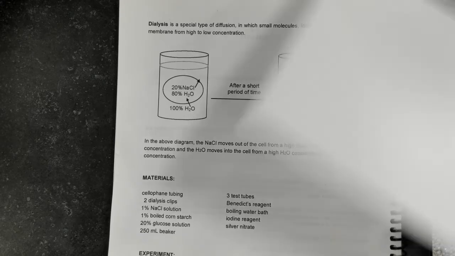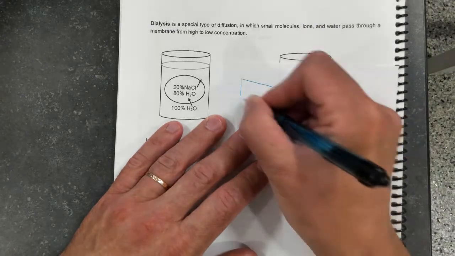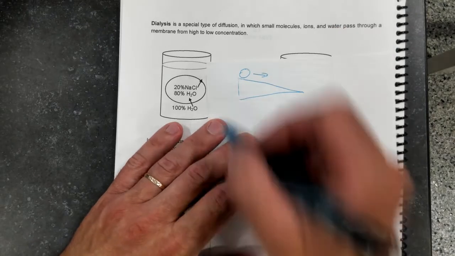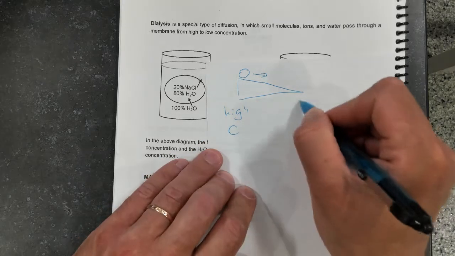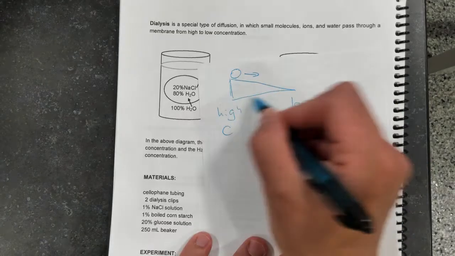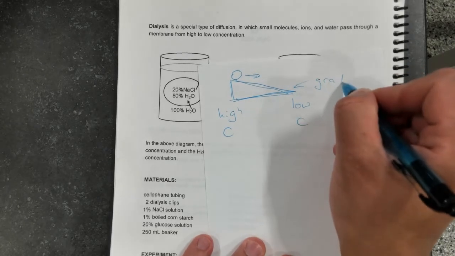So I often depict diffusion the following way. It's a diffusion from high concentration to low concentration. It does not require energy, and this wedge-shaped structure represents the concentration gradient.